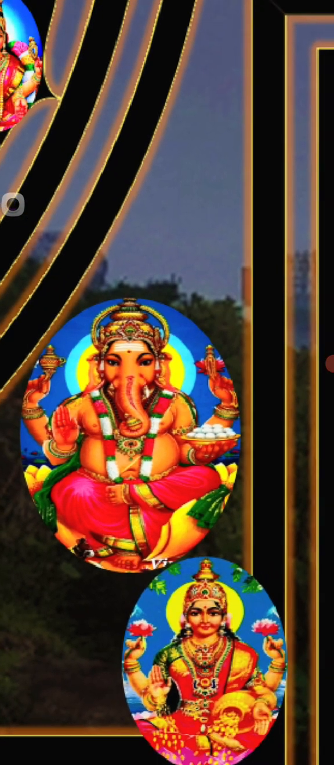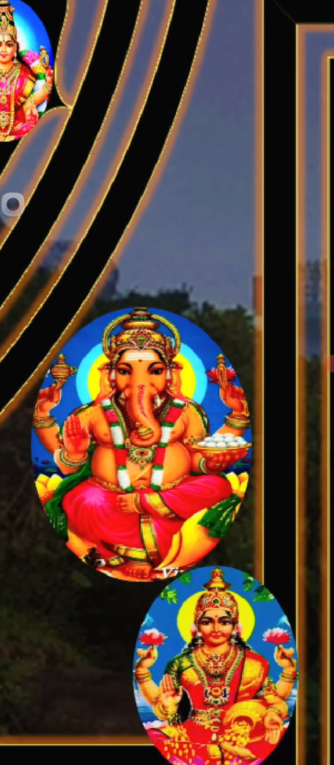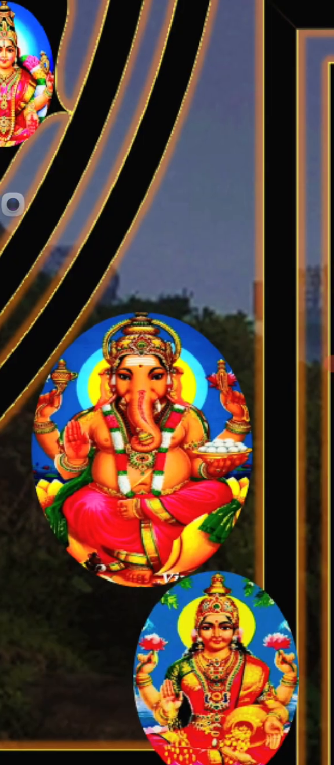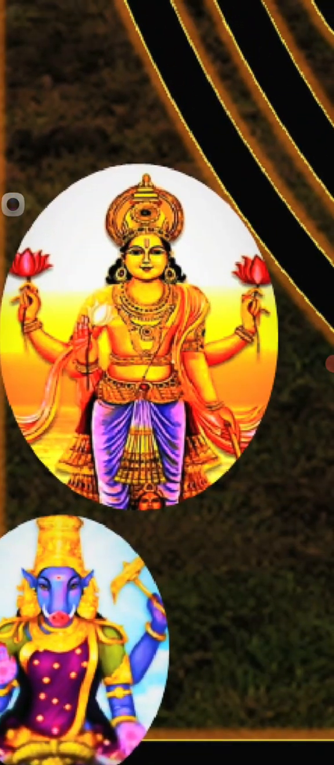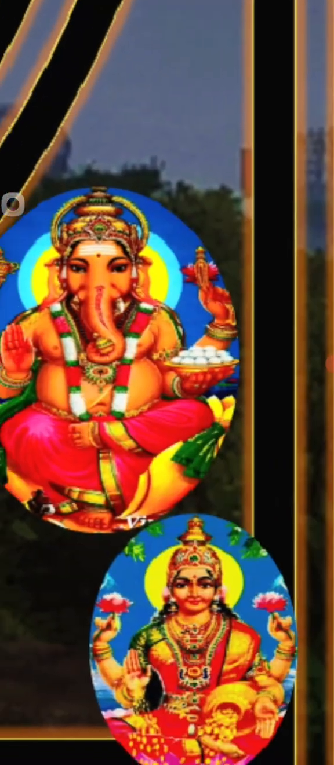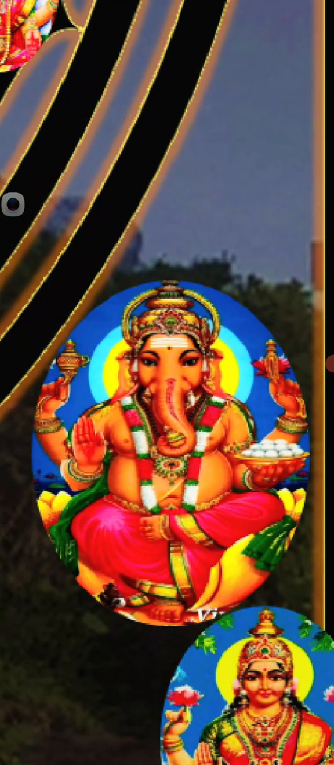Okay, so what does that mean? So this is Kali. So the 4 yugas, Krita Yuga, Treta Yuga, Dwapara Yuga, Kali Yuga. So Krita Yuga is here, it is Shiva. Then Treta Yuga is Vishnu, Dwapara Yuga is Surya, and Kali Yuga is Vinayaka. What does that mean? Let us explain.